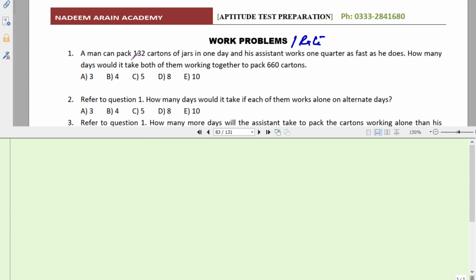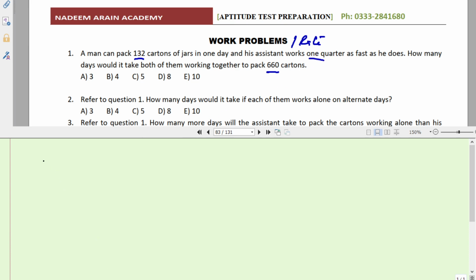A man can pack 132 cartons of jars in one day, and his assistant works one quarter as fast as he does. Means he's slower by one quarter. How many days will it take both of them working together to pack 660 cartons? So the person packs 132 cartons and his assistant works one quarter as fast.